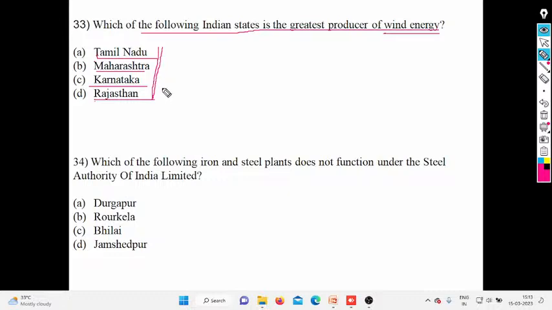Wind energy, number 1, it is Tamil Nadu.